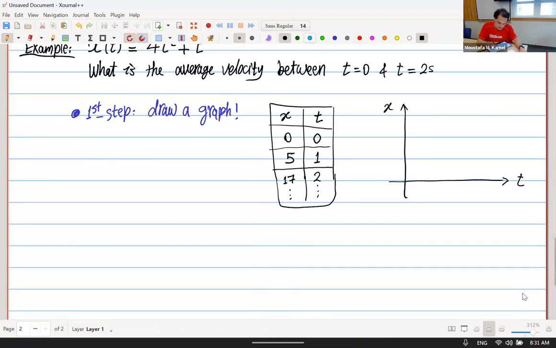Okay, and then plot the points. So at t equal to 0, this is X. At t equal to 1, let's say this is 5, this is 10, this is 15. I'll need more space.